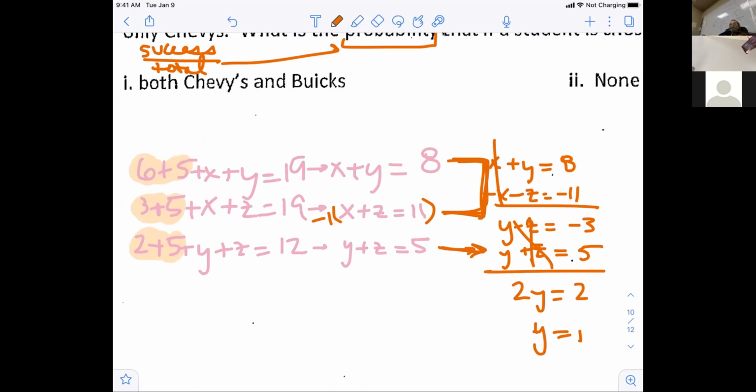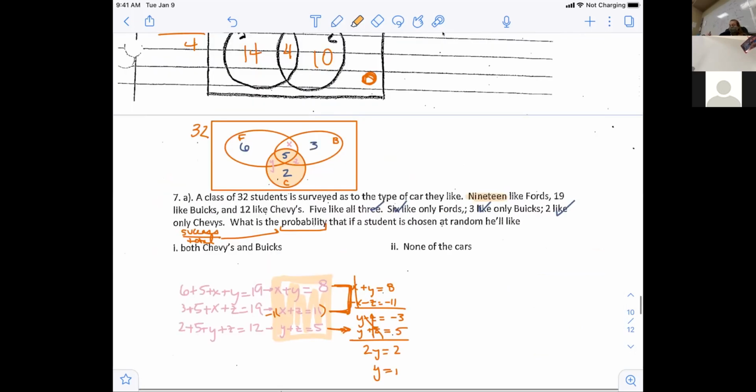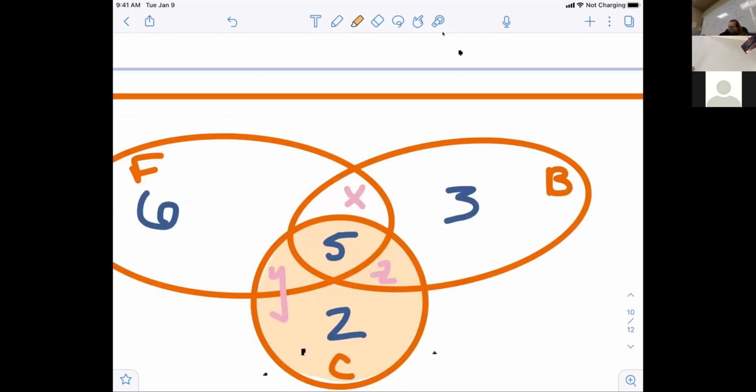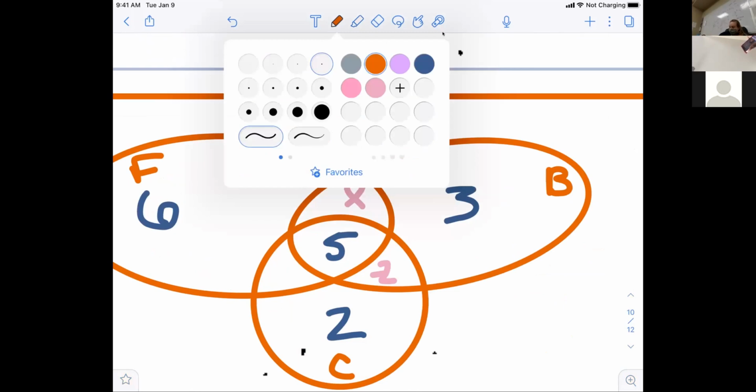Once I know y, I'm going to go back above and fill in y in my Venn diagram, and then I can use these equations right here to help me solve for x and z, because I already have y. I can use any of these equations to help me find the other ones. So y is 1. Anyone know what x or z is?